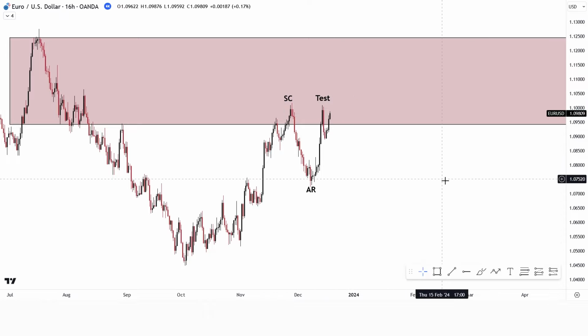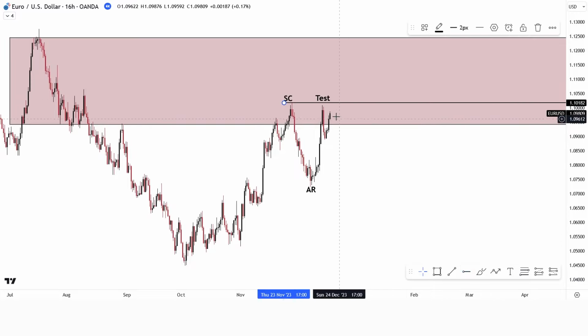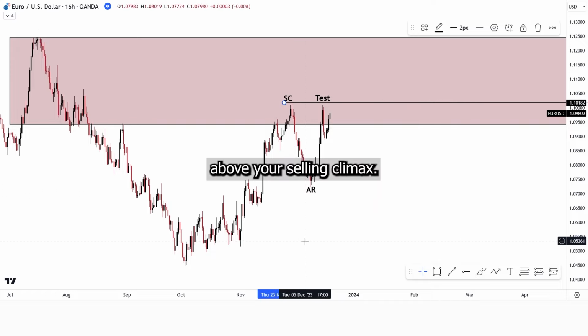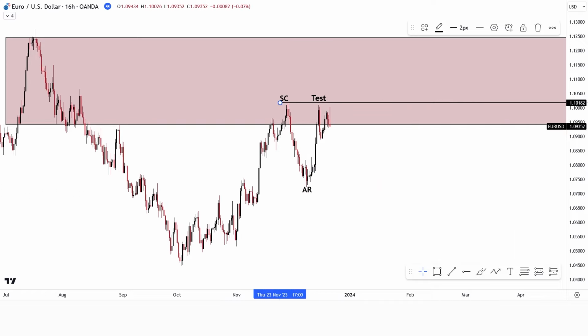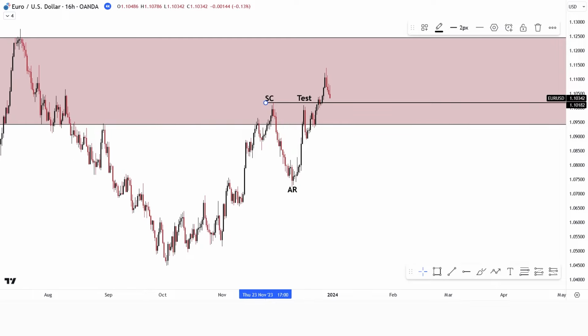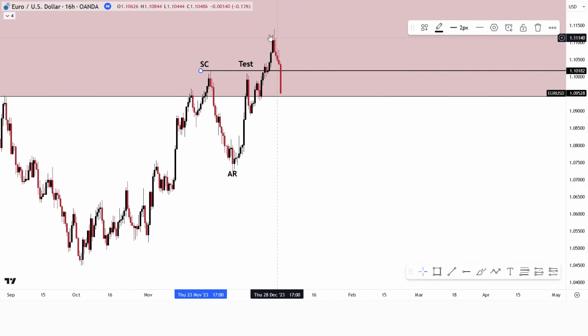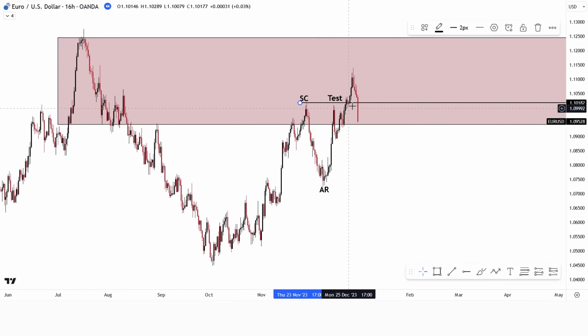So now that you have your test, what are you looking for next? You're looking for a purge. You're looking for price to take out these levels and absorb the liquidity above your selling climax. And now you have your sweep and price came back inside of the range. What would have been the range would have been this swing high and this swing low. So now you have your purge.